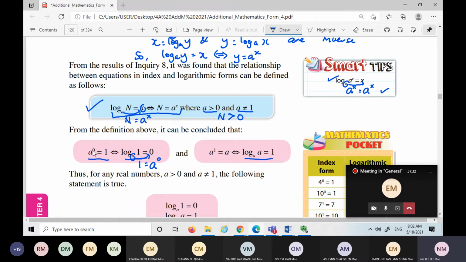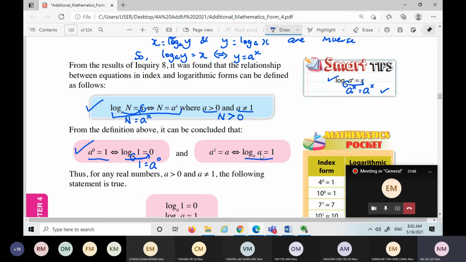This means any number a to power 0. You can press the calculator: 5 to power 0 is 1, 10 to power 0 is 1, 8 to power 0 is still 1. So this one is correct. This one also you write in your notes.